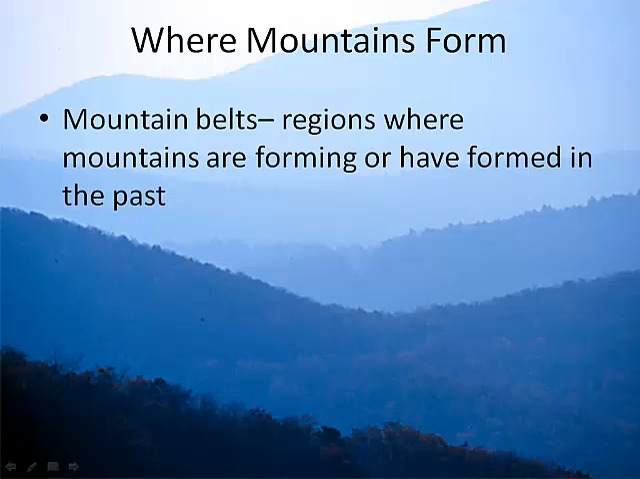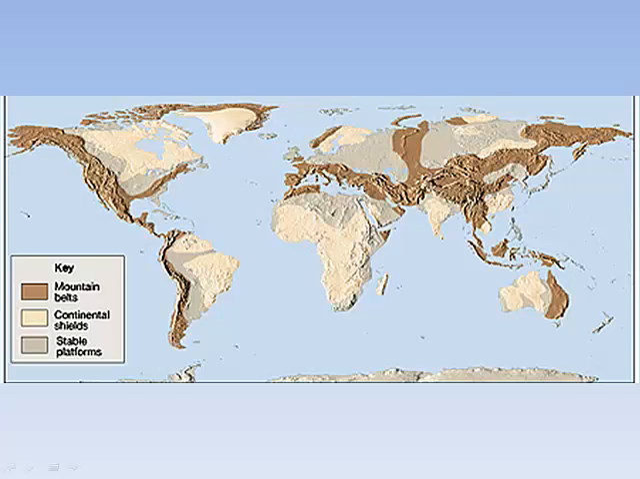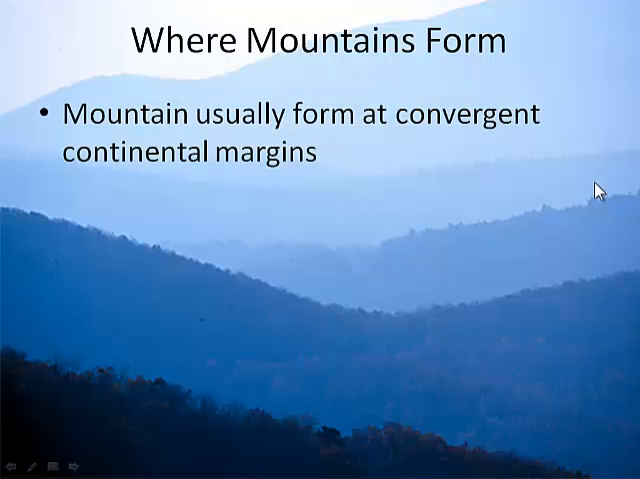Mountains tend to form in mountain belts, and the mountain belts tend to form on the edges of the continents. Here in the darker color, these are all mountain belts. And if you think about plate tectonics, these are also areas on the edges of tectonic plates. So mountains usually form where there are convergent continental margins.